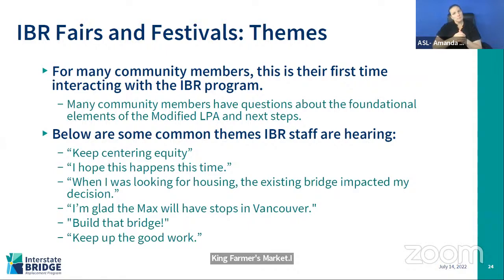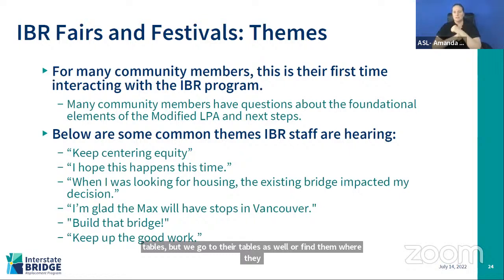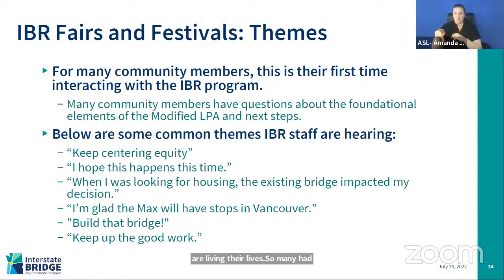And so from these fairs and festivals, the major part of it is to gain some insight on the public's perception, their concerns, and also hear what they liked as well. For many community members, this is their first time interacting with the program. With our community engagement efforts, we try to make sure that we not only ask people to come to our tables, but we go to their tables as well, or go find them where they are living their life. Many community members had questions about the foundational elements of the modified LPA and the next steps.